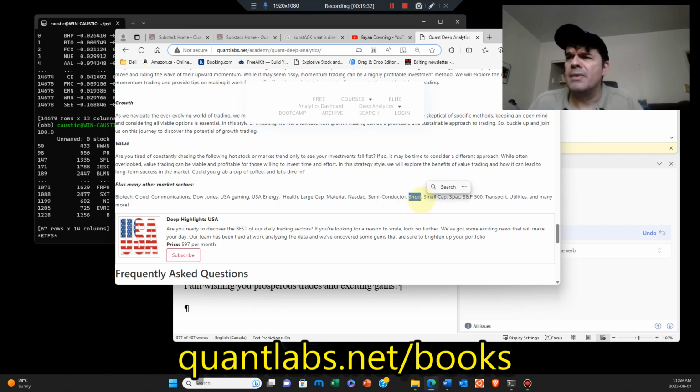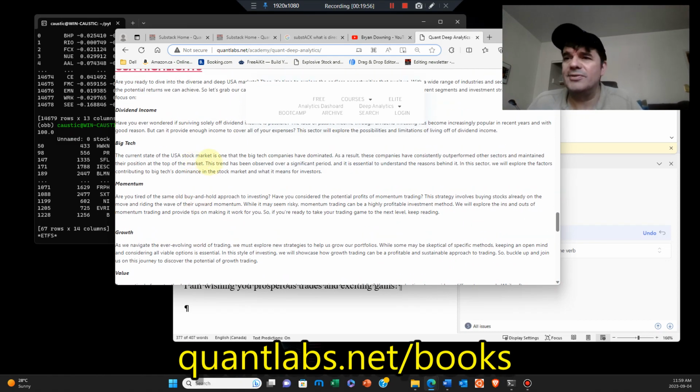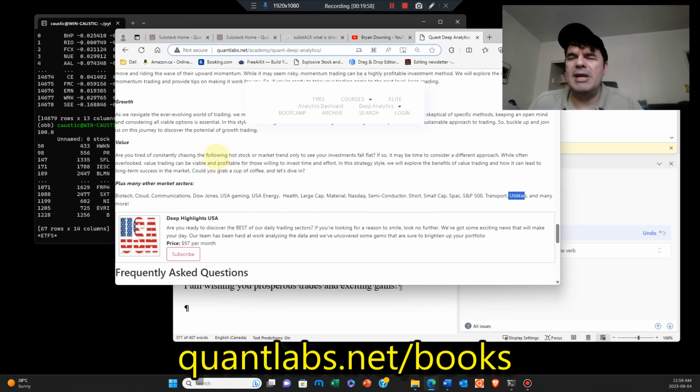So obviously there's shorting. This could do well. Small cap, obviously that's more dependent upon the large caps. SPAC, that's a joke. Hasn't done all that much. That was just a trend, really. S&P 500. Transport, really good one for an early indicator on how the economy is doing. Utilities. And as I said, out of all of these, there's 64 categories, right? So those are the major ones.